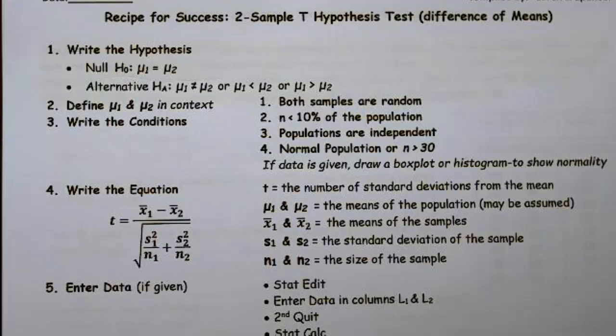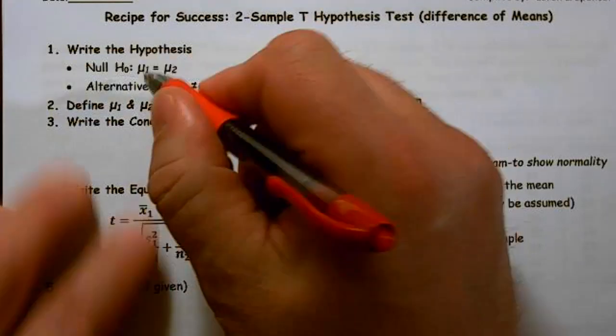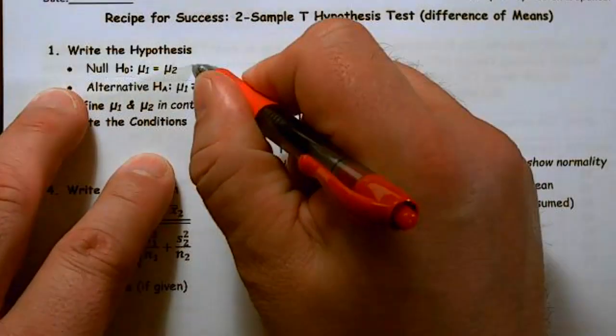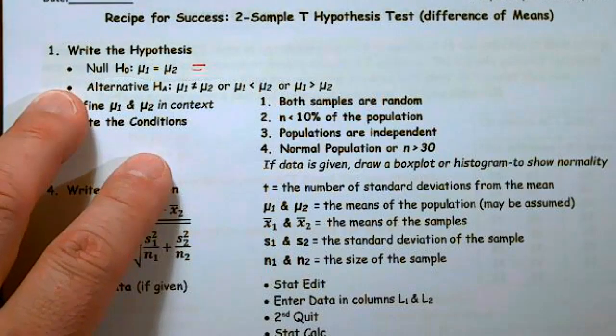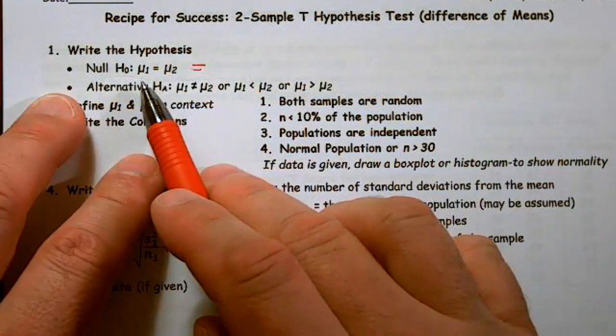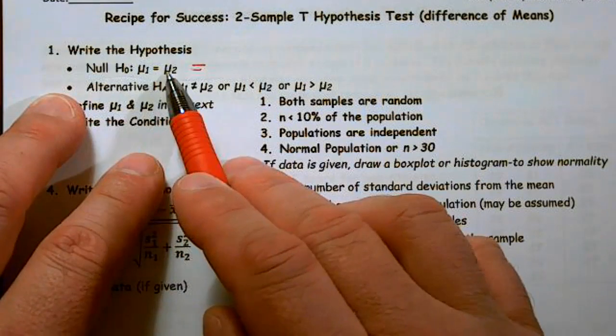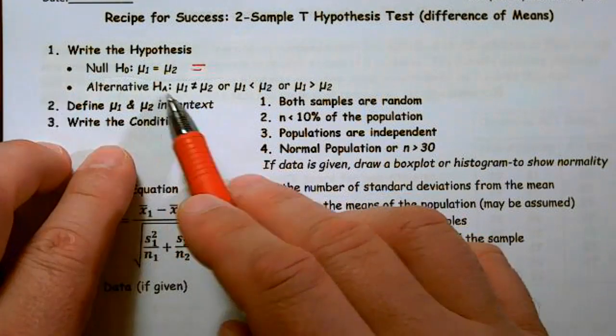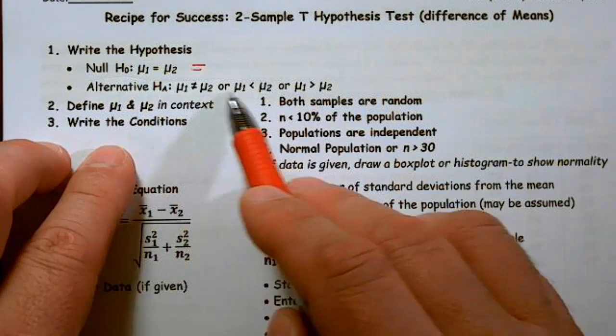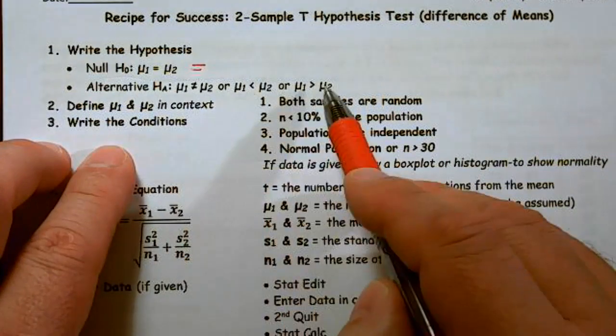Okay, so I'm going to very briefly go over the top part of the recipe card. The bottom of the recipe card is essentially the same as what we've had before, so I don't see substantial need. The very first thing we need to do is write the hypothesis, and the null will always be equal every single time. But this time we have two separate means, two independent means. So it's mean one equals mean two. And the alternative is either going to be not equal, less than, or greater than.